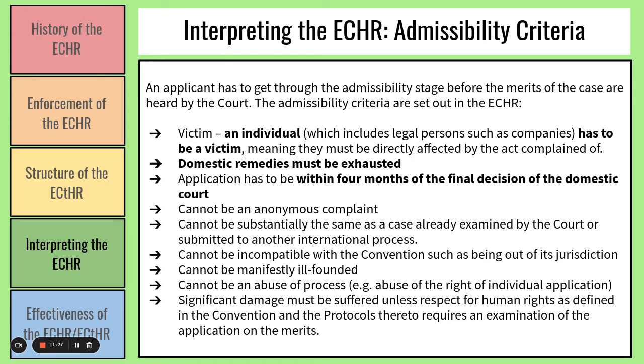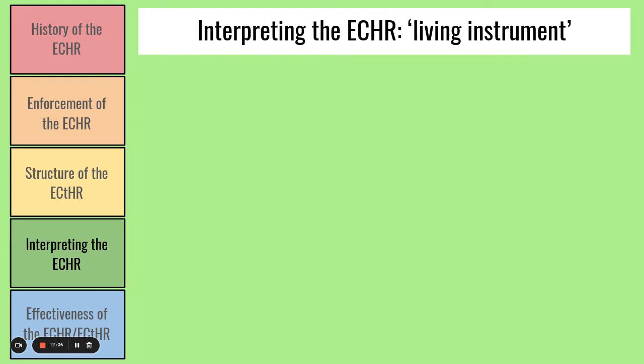So obviously, if it was, say, for example, America that interfered with your rights, a public service in America, you can't bring that to the European court. It cannot be manifestly ill-founded, so it can't be based on illegitimate information, for example. It cannot be an abusive process, and significant damage must be suffered. So this significant damage was introduced to try and reduce the caseload, because previously there have been many cases coming through to the European Court. So this significant damage tries to reduce the amount of cases that get through the admissibility stage.